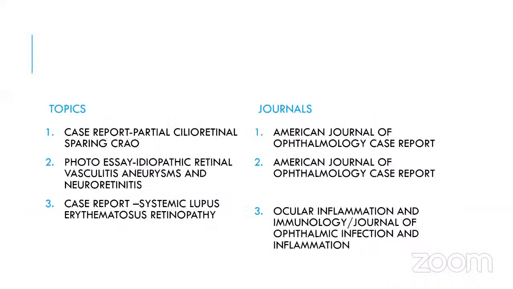So we have 3 publication projects aligned for now. There'll be many more in the future. First is the partial cilioretinal sparing CRAO, which we are aiming to report as a case report in AJO Case Reports. Second would be Irvine-Gass syndrome, so idiopathic retinal vasculitis, aneurysms, and neuroretinitis, which we are thinking to keep as a photo essay. Again, we are aiming for AJO Case Reports. Third is the systemic lupus erythematosus retinopathy, which we are aiming to publish as a case report in OII or JOII. I'll be restricting myself only to those aspects which are publication important.